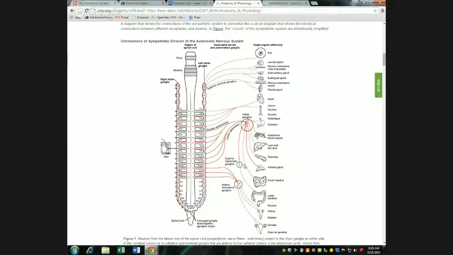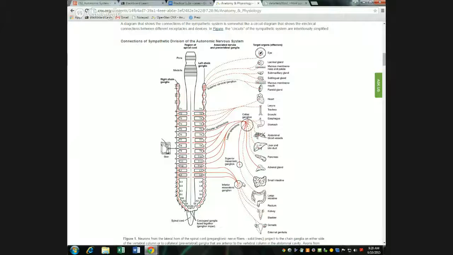So this circle here, and this circle here, represent three other ganglia that are part of the sympathetic system that are not in the chain, but they're other ganglia. So they're depicted there. And then from that, we see dotted lines going out to the targets. And hey, this is cool.